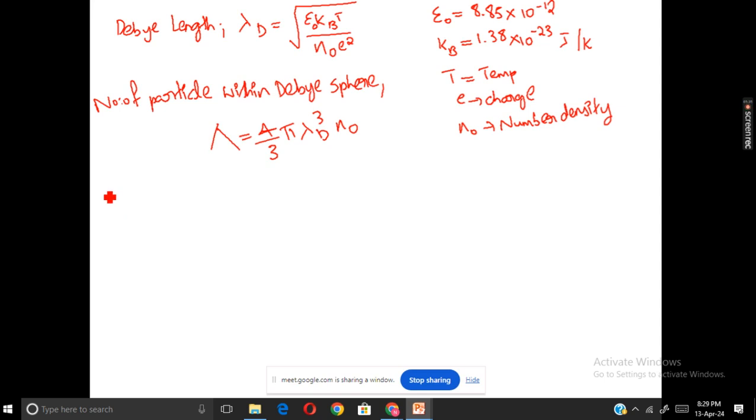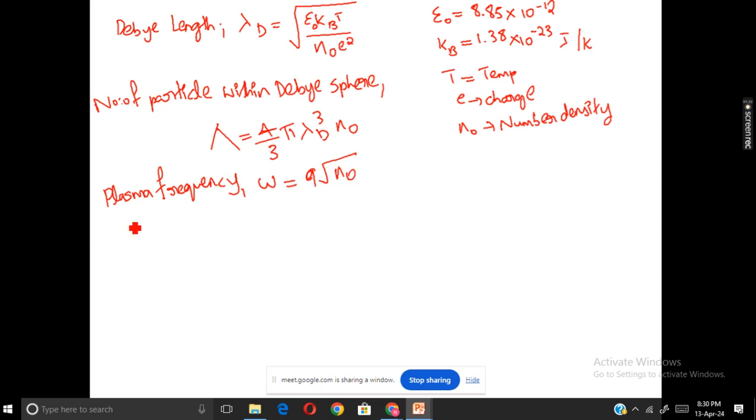Now the plasma frequency omega_p is given by 9 into root of n. This is the equation for plasma frequency.